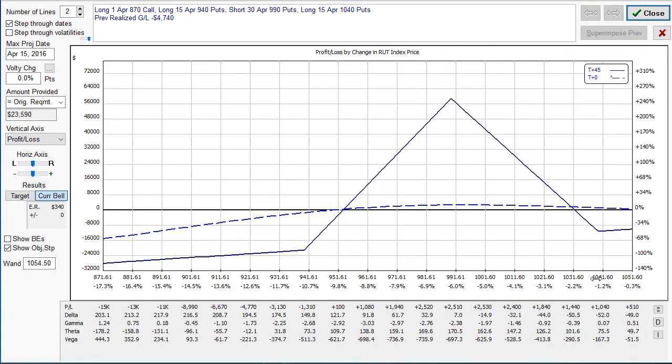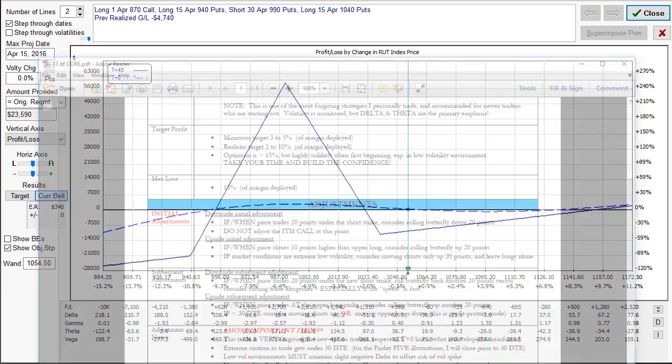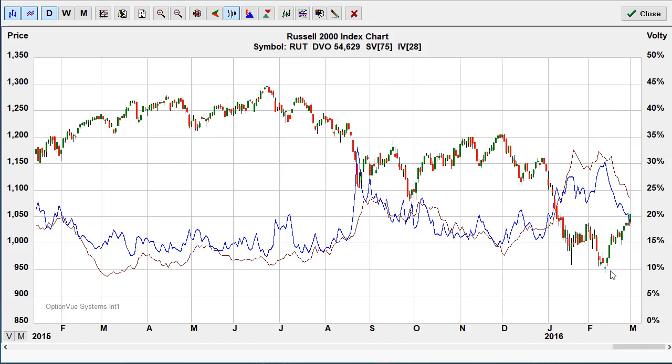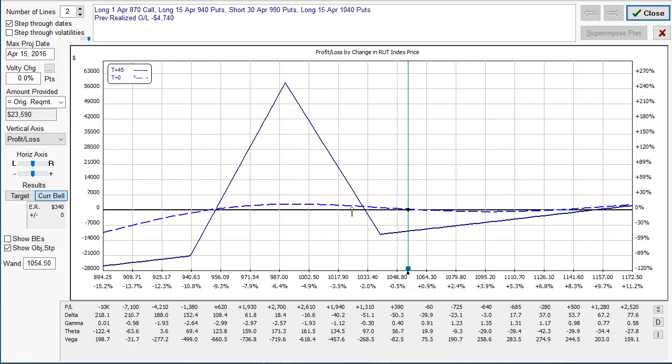And so now where are we at? We're another 20-point move up. We're way out above this upper long. What are we going to do? Well, this says if when price trades at the upper long, we rolled it up. We already did that. We're not under 30 days to expiration. So what are we supposed to do? The market has just moved from 950 to 1050, 100 points in just a short period of time, a couple of weeks, and yet here we are in danger of going underwater a little bit, but we have all this profit potential down here to the downside.